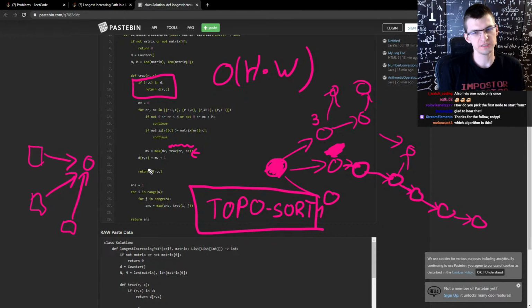Which algorithm is this? That's toposort, topological sort.